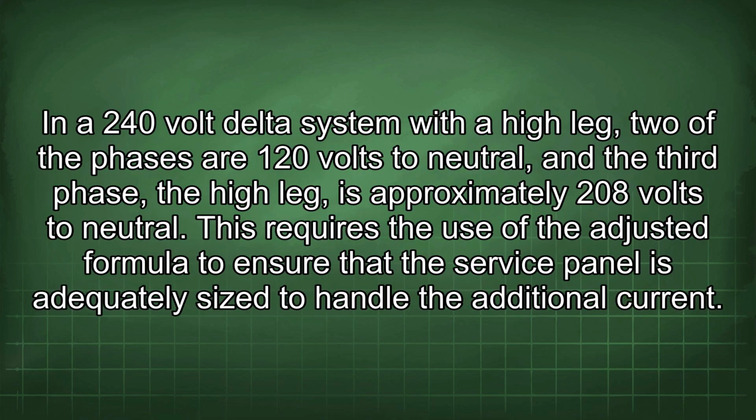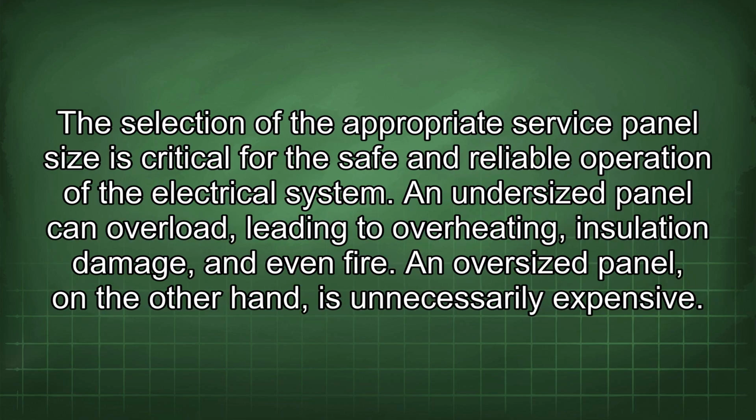In a 240 volt delta system with a high leg, two of the phases are 120 volts to neutral, and the third phase, the high leg, is approximately 208 volts to neutral. This requires the use of the adjusted formula to ensure that the service panel is adequately sized to handle the additional current.